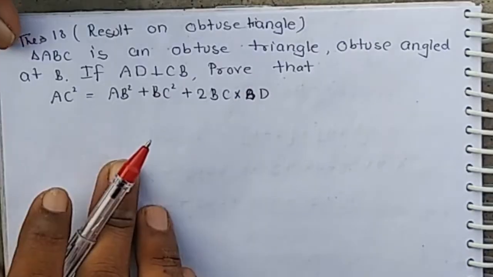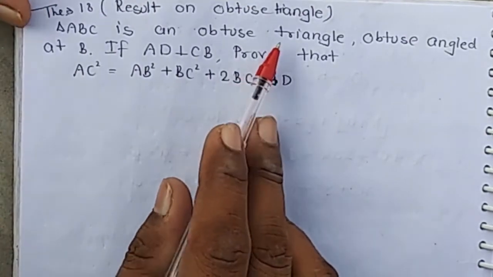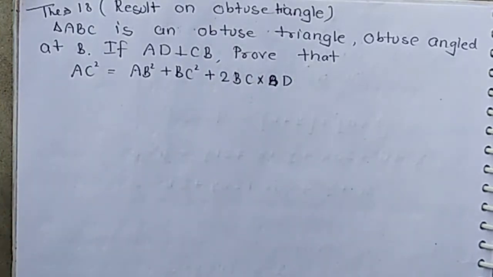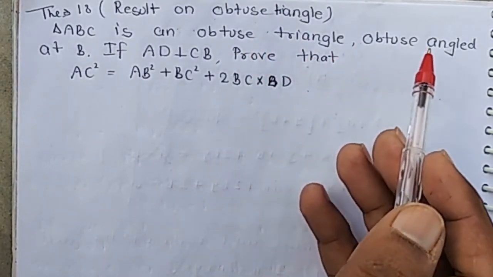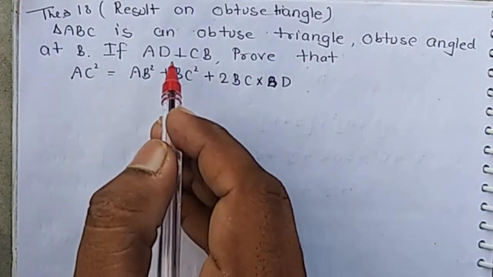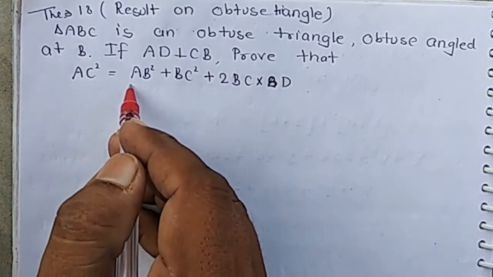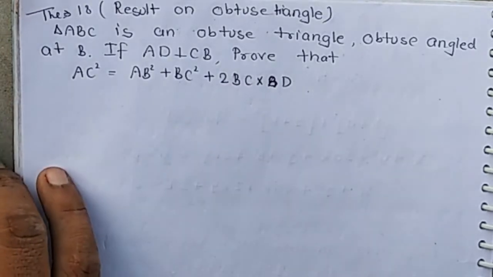Good morning, class. It is theorem number 18, a result on obtuse triangles, also called the obtuse triangle theorem. Triangle ABC is an obtuse triangle, with the obtuse angle at B, and AD is perpendicular to CB. Prove that AC square equals AB square plus BC square plus 2BC into BD.